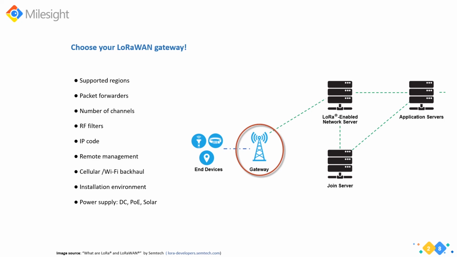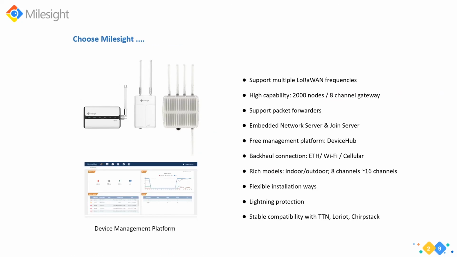And how the gateways work with the network server or the join server with third-party products, and if they have a cellular backhaul to support 3G, 4G, and Wi-Fi, and how they can get powered on. So all those kinds of factors we need to evaluate. We need to double check when we are evaluating a gateway. And in Milesight, we have taken all these factors into our consideration when we design our gateway.